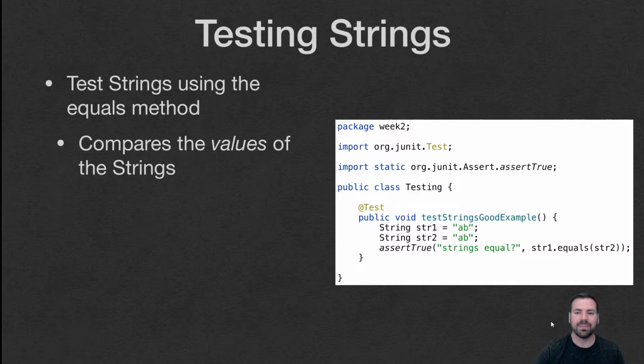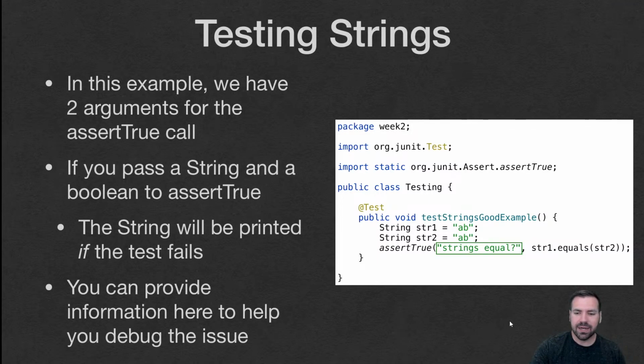If you don't, and I don't care too much about you understanding the reason why, not quite yet in 116, I would expect you to understand that later in your careers. But for now, use dot equals, not equal equal, when comparing strings. That will compare the actual values of the strings.